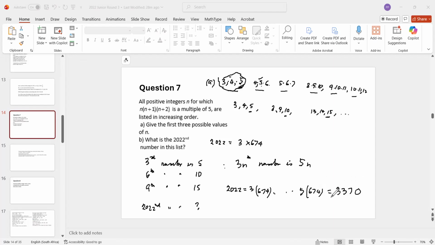It's very easy to multiply by 5. You simply halve it. If you halve it, you get 337. So put a 0 at the end if it's an even number, and if you have an odd number, you have 1 remaining, then you put a 5 at the end. All right, so that's the answer to that question.